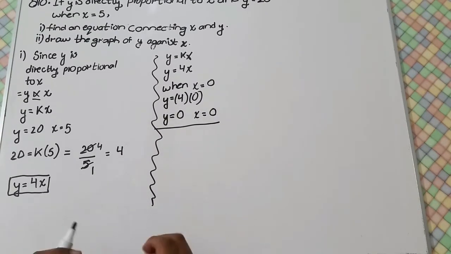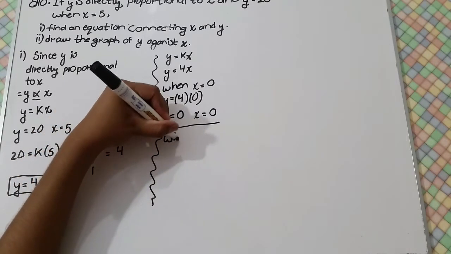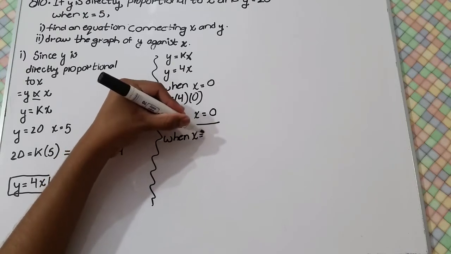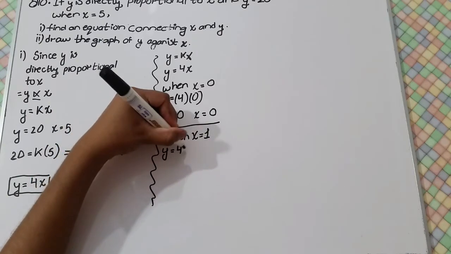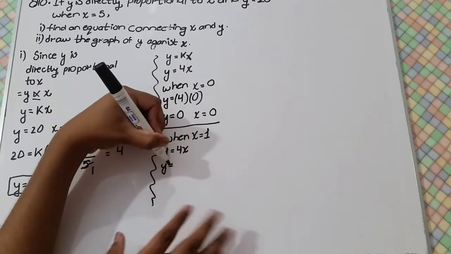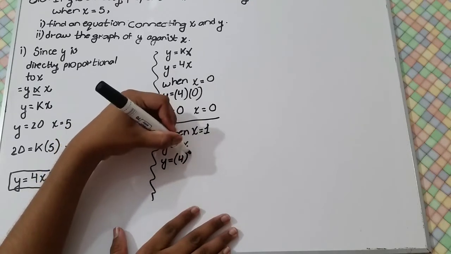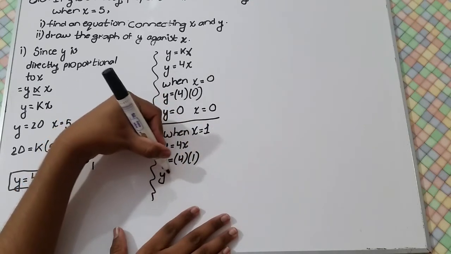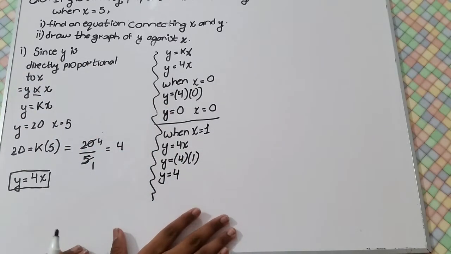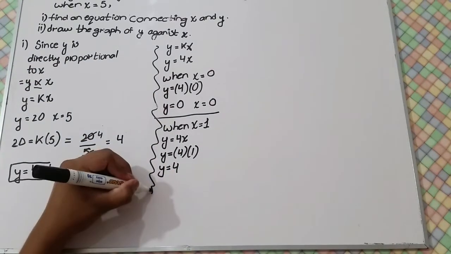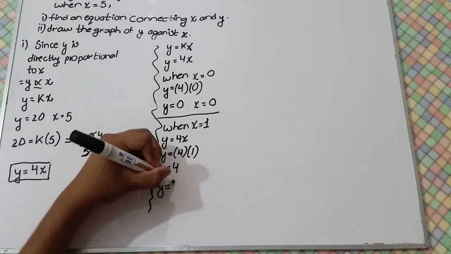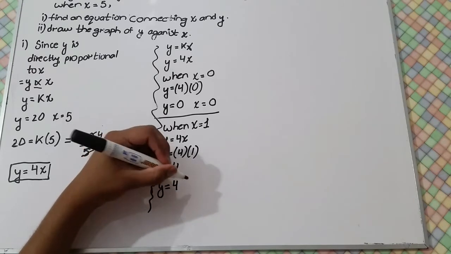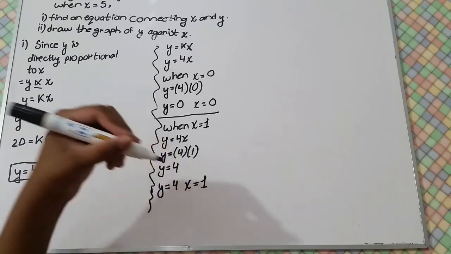Now let's take another number, that is 1, when x is equal to 1. Okay, so the formula was y is equal to 4x, y is equal to 4, and x is 1. So y is equal to 4. Now let me write it further. The second value is when y is 4, when x is 1.